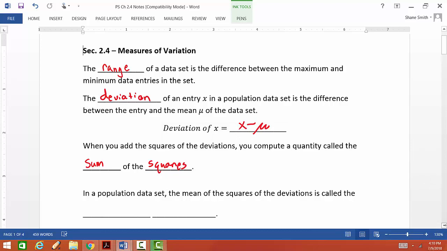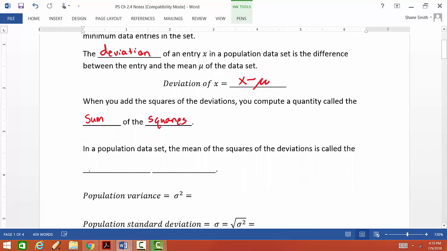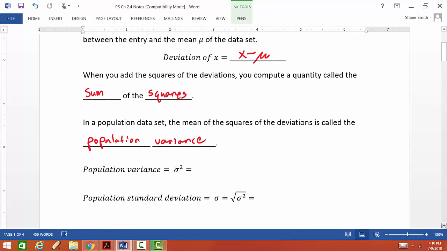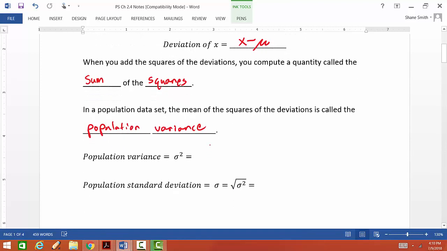And when we divide by the number of data entries we have, we end up with the population variance. To summarize everything, basically we sum together all of the x minus mu quantities squared, and we divide it by the total number of data entries that we have. That was the population variance, and that is denoted by sigma squared.